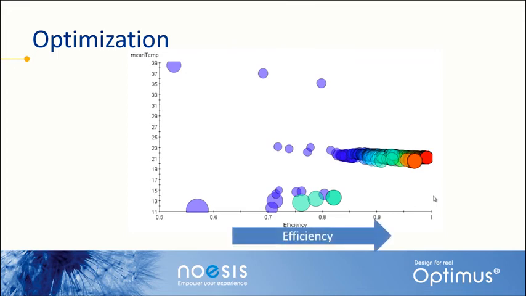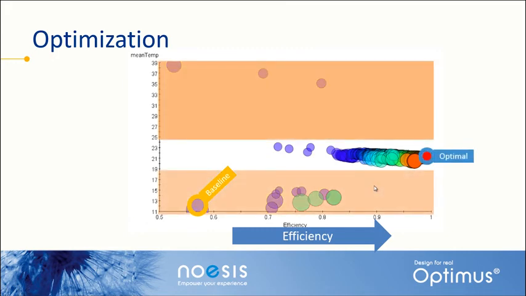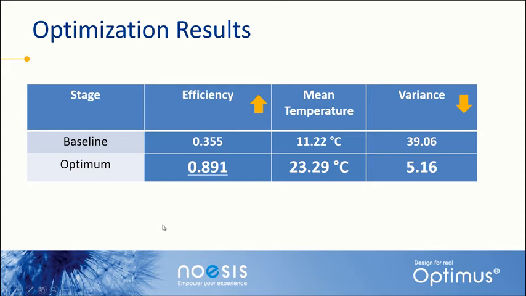And here you can see the progress of the optimization. The color of the bubbles represents the iteration of the optimization. You'll notice that the original points were sampling the design space, and that very quickly we brought ourselves to satisfy the constraints, and then it pushed the efficiency up. And you should notice that there was a very significant improvement in the efficiency. In fact, we went from 36% efficiency to 89% efficiency, all while reducing our variance from 39 down to about 5, and of course satisfying the constraints that we were given.